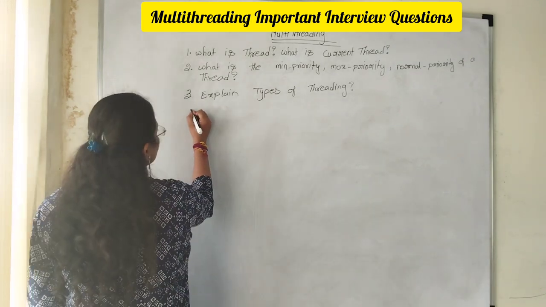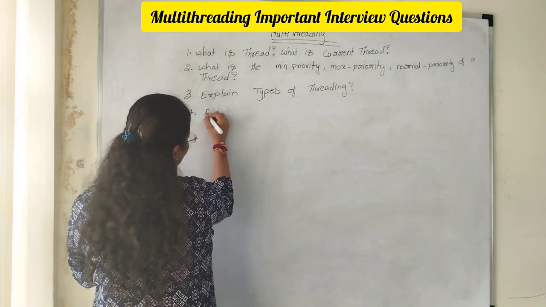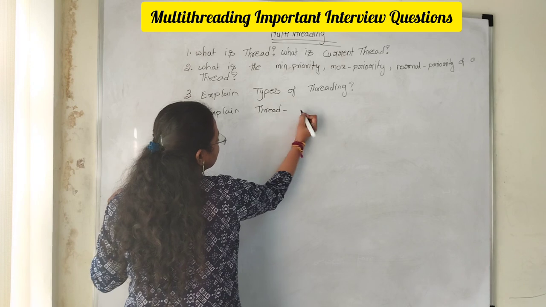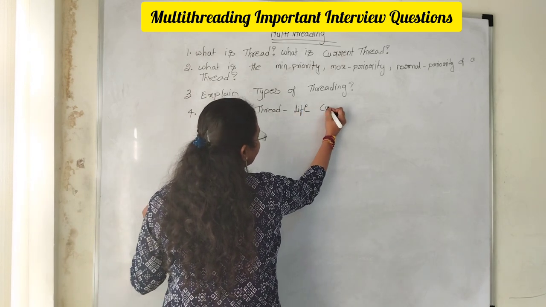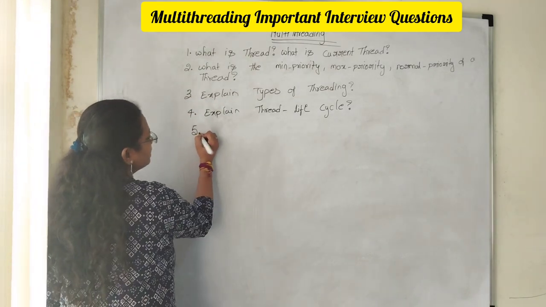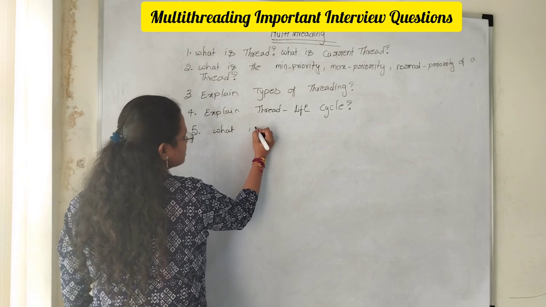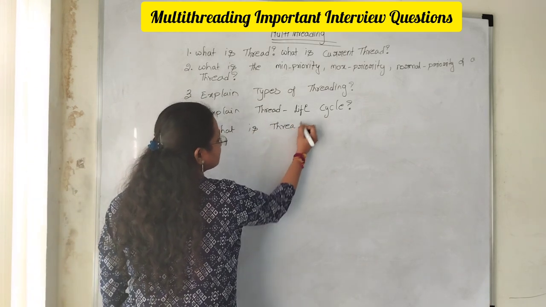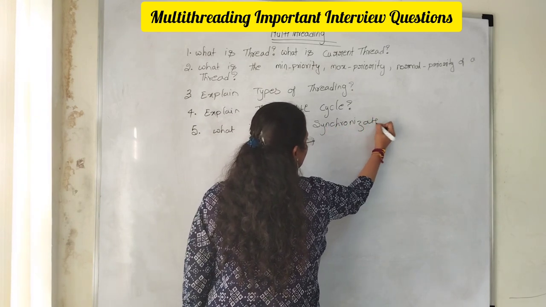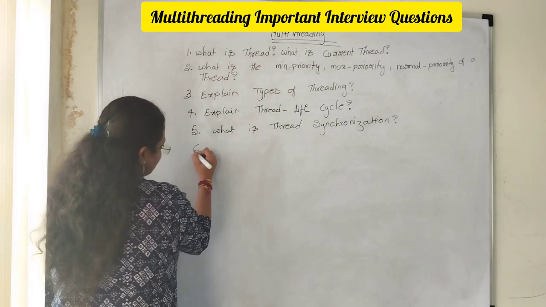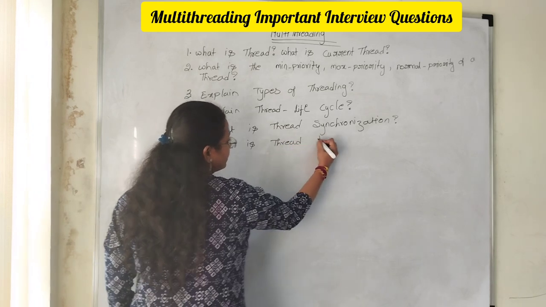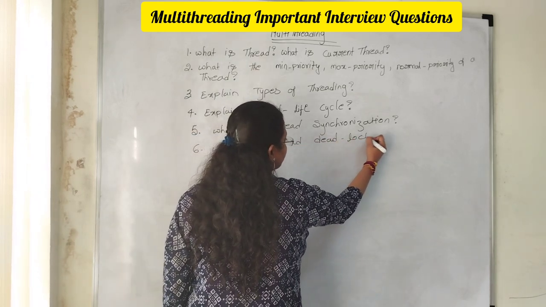Okay, next, fourth one. Explain thread life cycle. It is very very important. Next we are going to discuss the fifth one. What is thread synchronization? Next, what is thread deadlock?